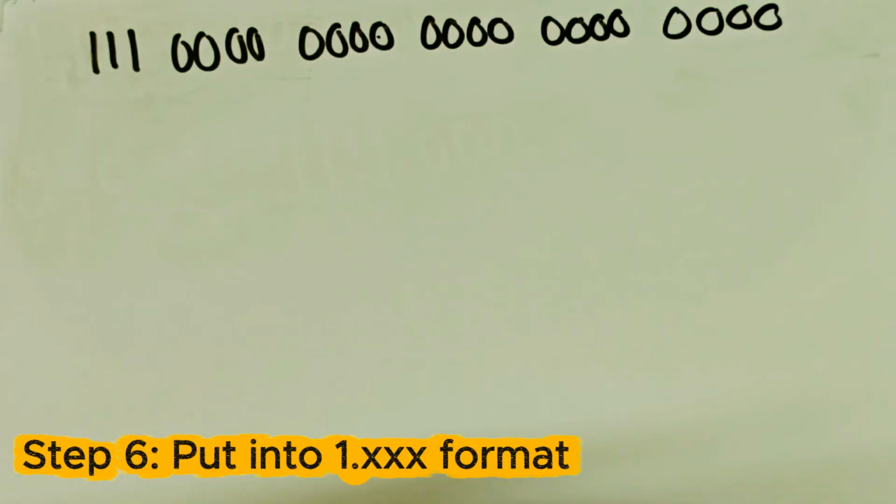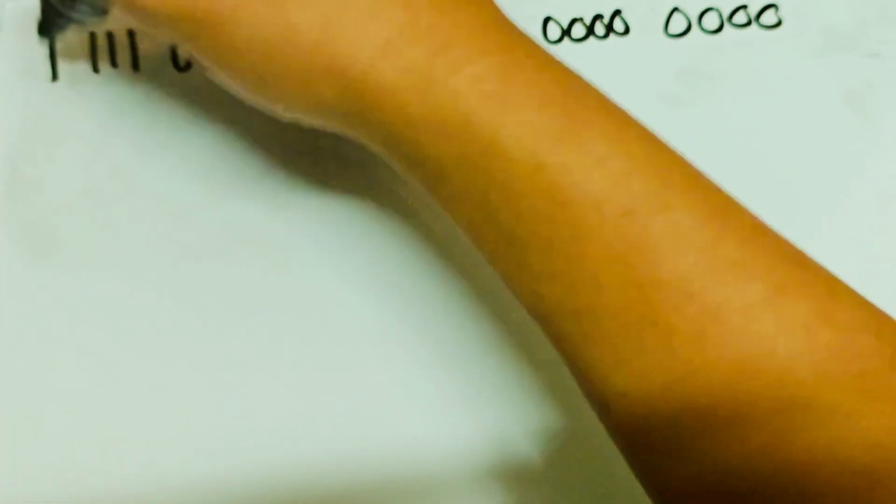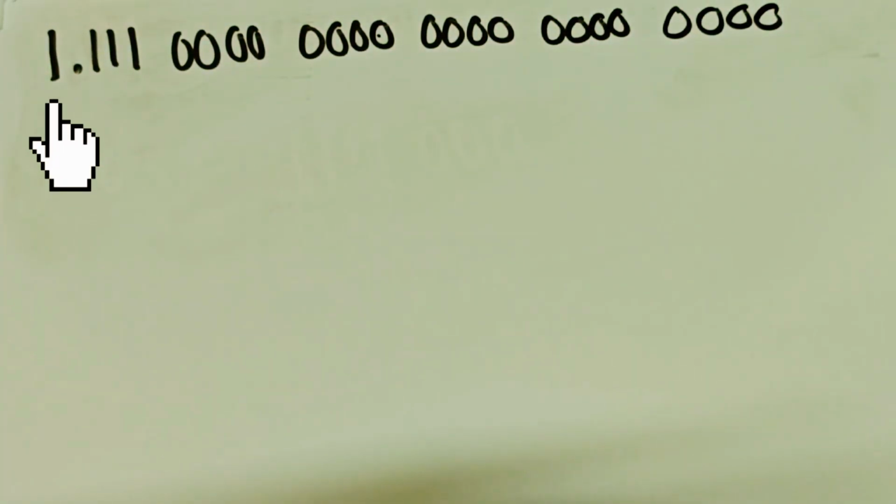because it will impact our answer. For step 6, we need to put our mantissa in format 1.xxx. What does that mean? That means we need to put 1 in front of our number and then put a dot. Okay. Please take note here because students always forget to put the 1 in front, and then they will get the wrong answer because they have one less number in front of their number.